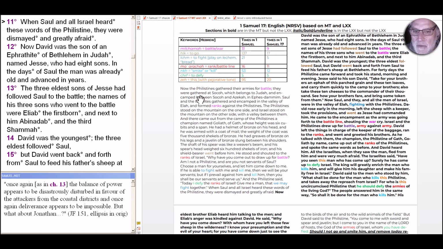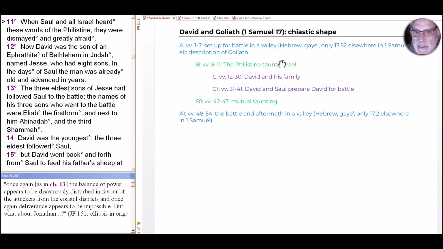At the beginning, we saw the long introduction of Goliath with all his weapons and armor, and then we saw the question of what the Israelites were going to do when he came out to taunt them, and that was following the B part of the chiasm that we saw here. Now, as we looked at briefly last time, we'll go in more detail now.